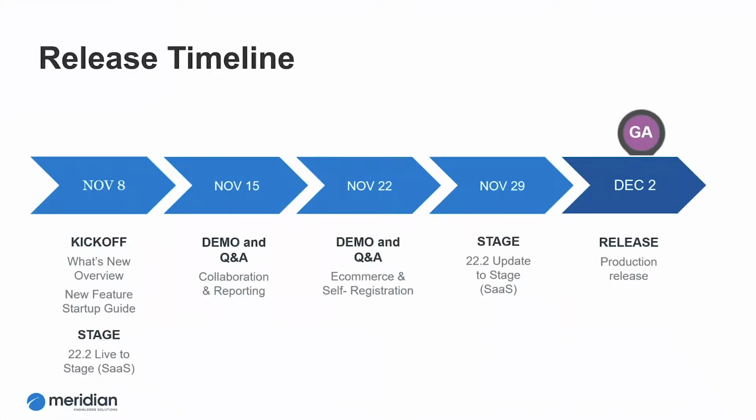So, release timeline. This functionality is not going to hit your production instances, if you're one of our cloud customers, until December 2nd. But if you've seen the emails, we do a preview period that begins today. Your stage environments now have release 22.2 live. In the community, we now have an overview guide, a what's new feature guide, and a set of release notes. You can see all this information there, and that's also where we'll post links to this recording.